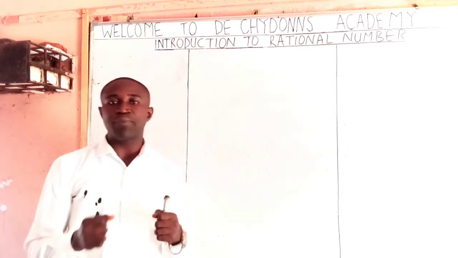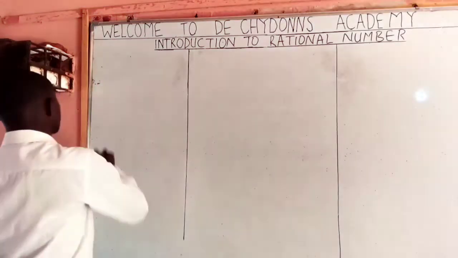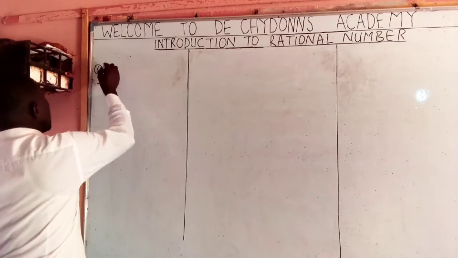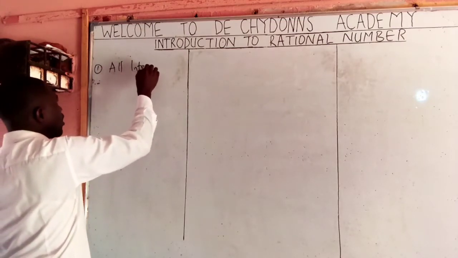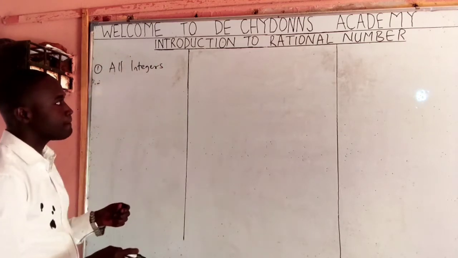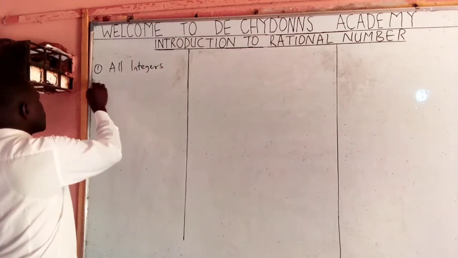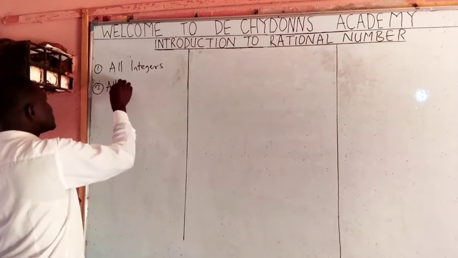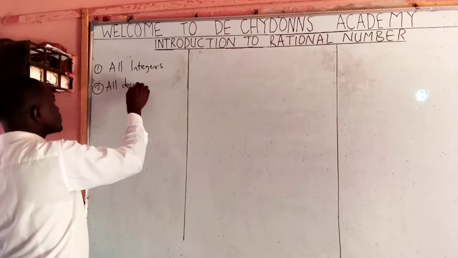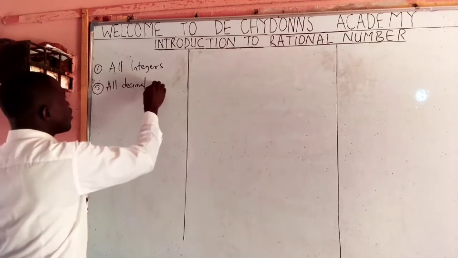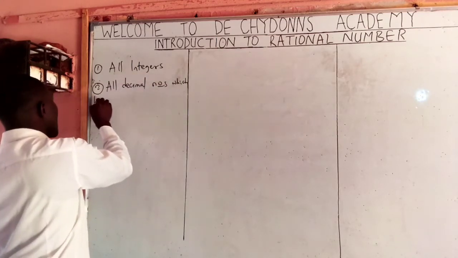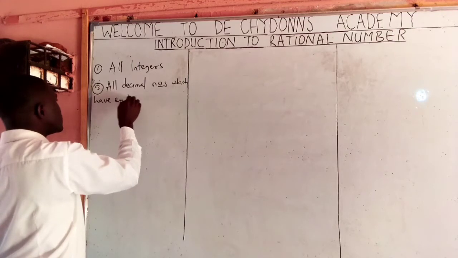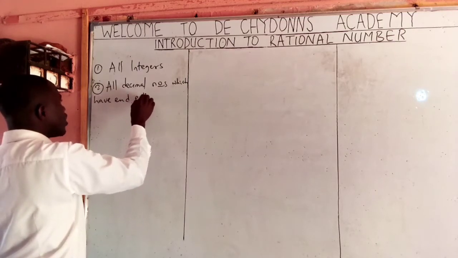Rational numbers simply mean numbers that, one, all integers can be called rational numbers. All integers fall in here. Two, all decimal numbers which have an end, either directly or indirectly.